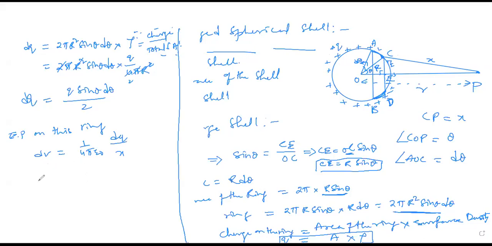So substitute the dq value here. Then dV is equal to, after substituting, Q sine theta d theta, then 1 by 4 pi epsilon naught into Q sine theta d theta by 2 x. So it becomes Q sine theta d theta divided by 8 pi epsilon naught x. This is our electric potential with respect to this ring.